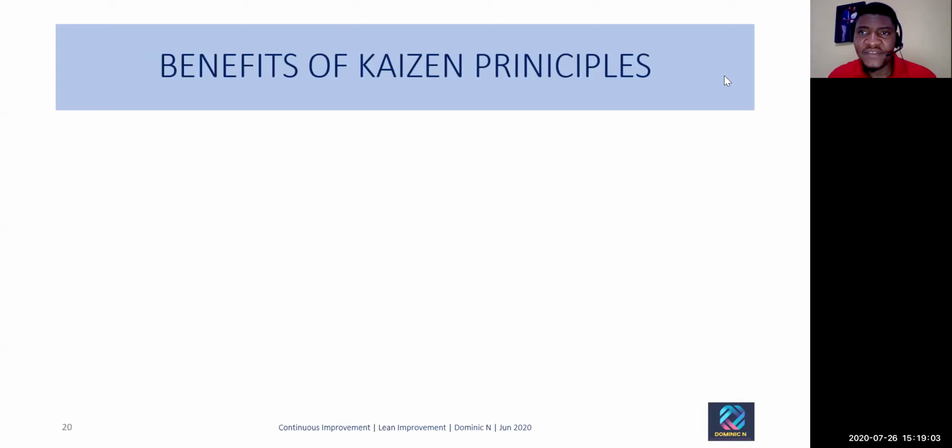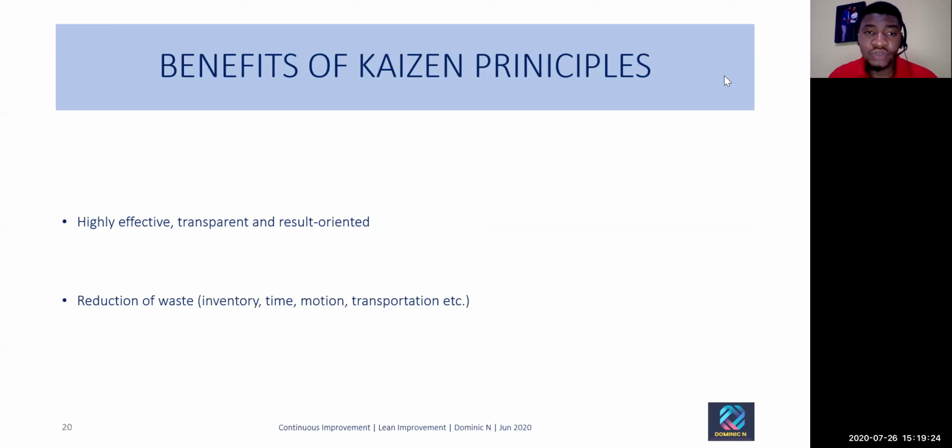Okay, so let's see the benefits of this principle. It could be highly effective, transparent, and result oriented. I think for me, that's the most important part. The Kaizen principle is highly result oriented. You do a Kaizen project, you immediately see the results, you immediately see the improvement, you immediately get value for what you have done. And it could mean reduction of waste, which we've over-amplified, and improved productivity.